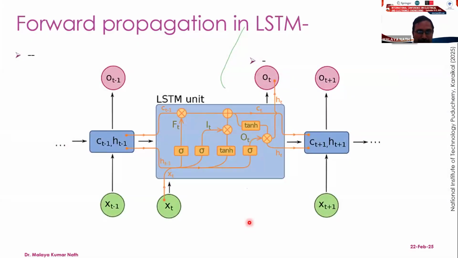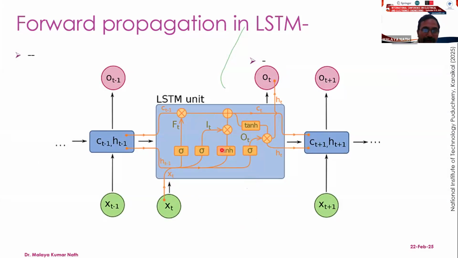So this diagram shows how the LSTM gates are present. Already we have discussed there are three gates. One is the forget gate, which tells what information is to be forgotten. The next gate that we have discussed is the input gate, IT, which decides what information is to be added. Next, what information is to be output? That means the output gate.